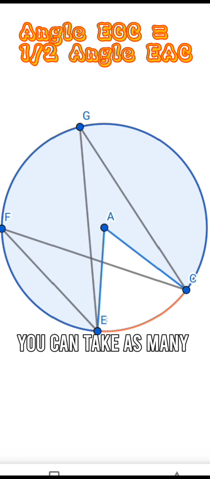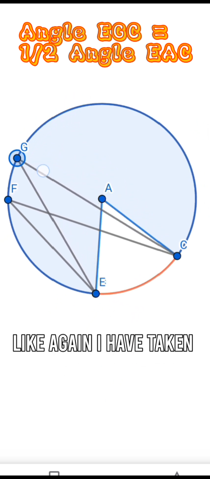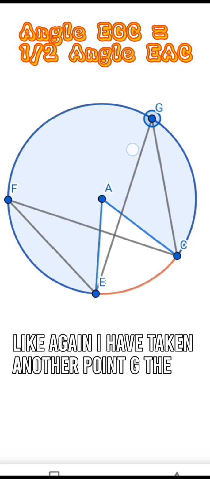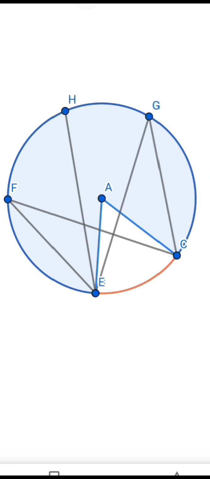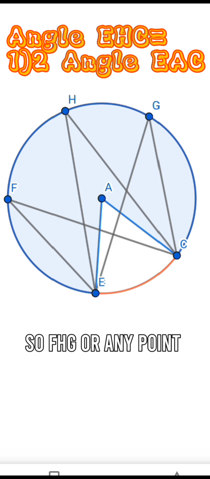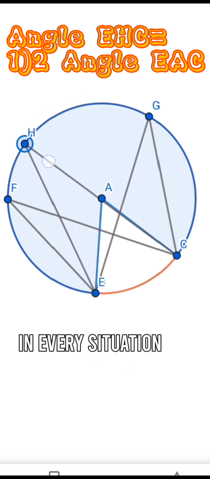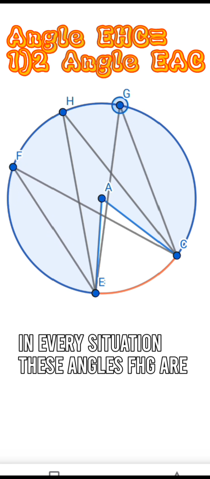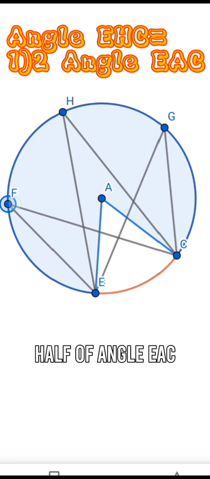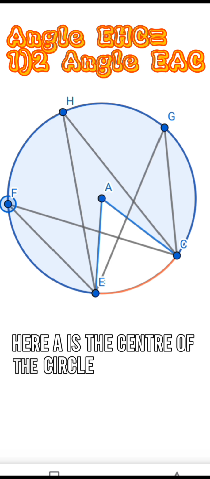You can take as many points as you can on the circumference. Like again I have taken another point G. The situation is the same with this point also. So FHG or any point you take on the remaining circumference of the circle, in every situation these angles FHG are half of angle EAC, where A is the center of the circle.